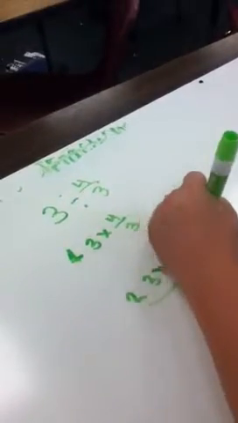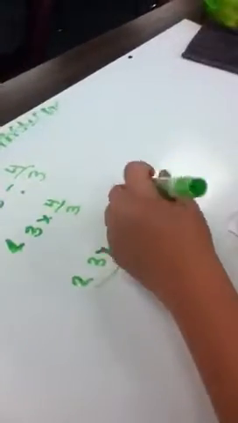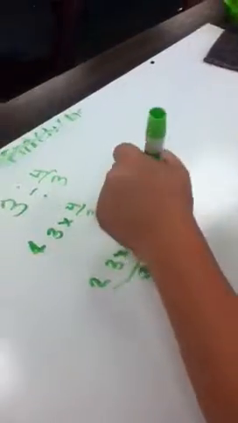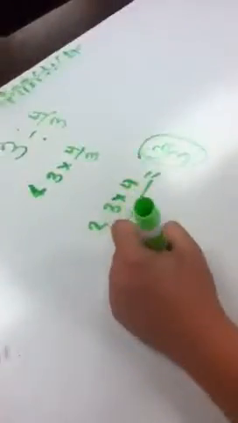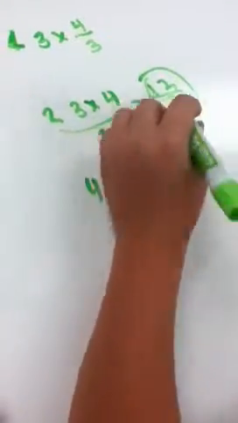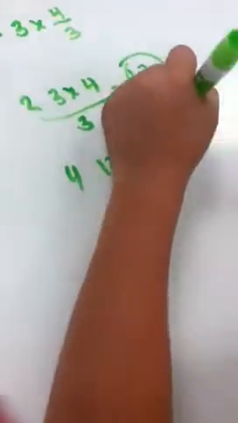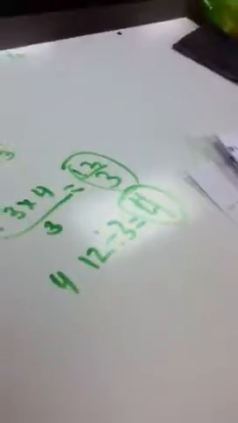So it's going to be 12 over 3, which you're going to get improper fraction. And after you're going to do that, for step number 4, you're going to divide 12 divided by 3. And of course, it's going to equal 4. And the answer is 4 for this problem.